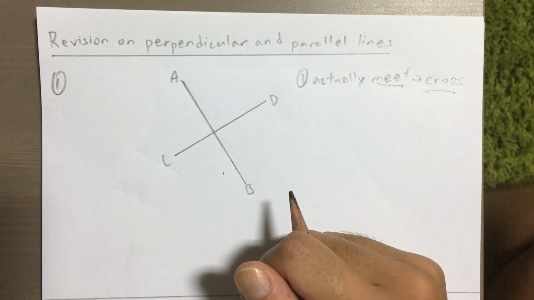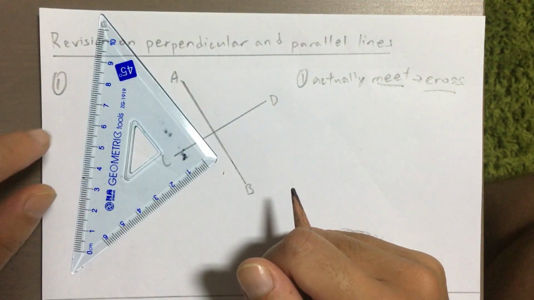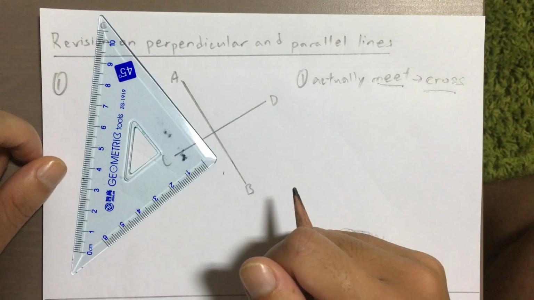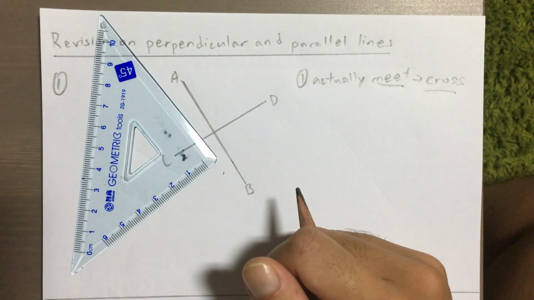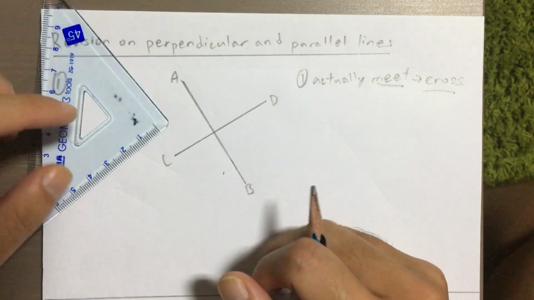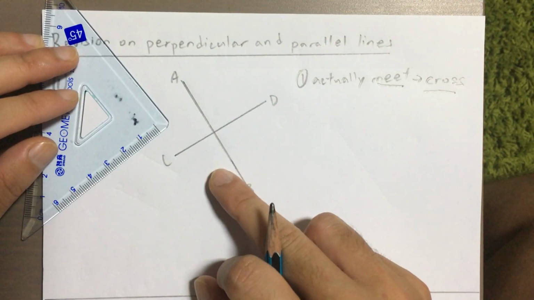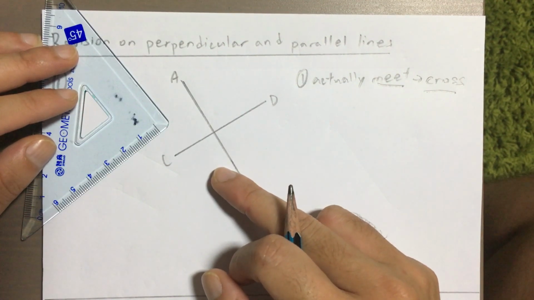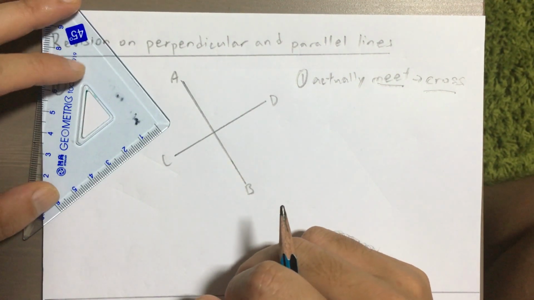And if you still remember, last year we used this device. And who knows what this thing is? Yes, it's a set square. We're going to use a set square to see how they meet. Do they meet in any way they want to, or in a certain way? So let's use our set square and see.